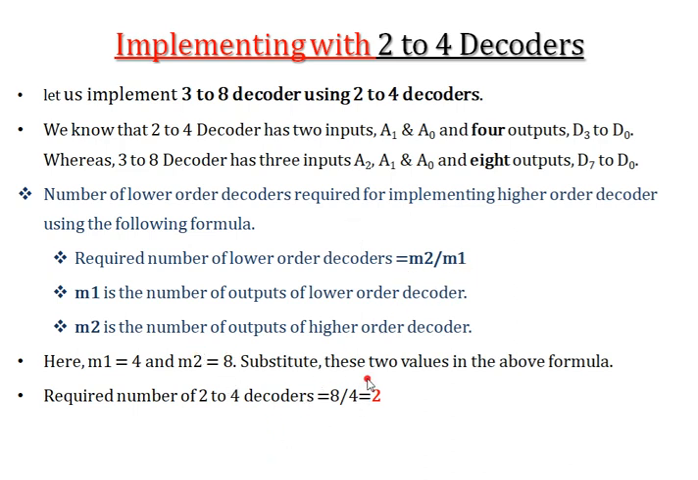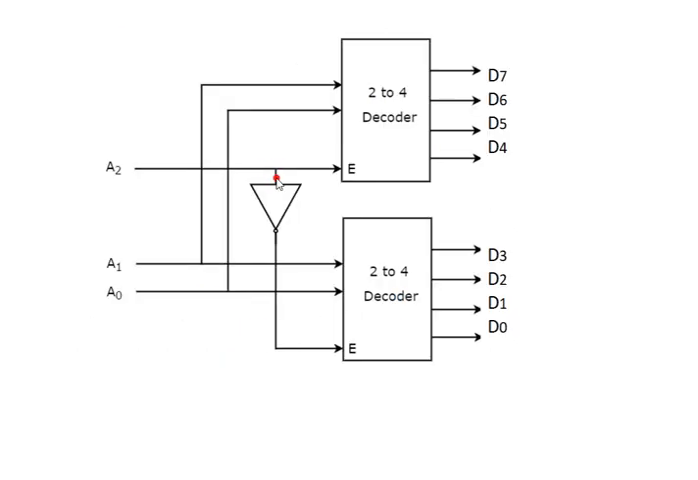So the required number of 2 to 4 decoders to design a 3 to 8 decoder is 2. We require two 2 to 4 decoders to design one 3 to 8 decoder. Observe here, this is the 3 to 8 decoder.